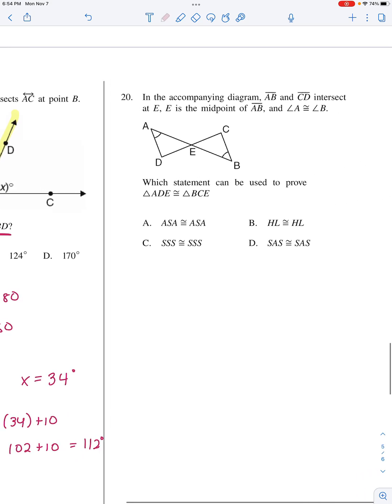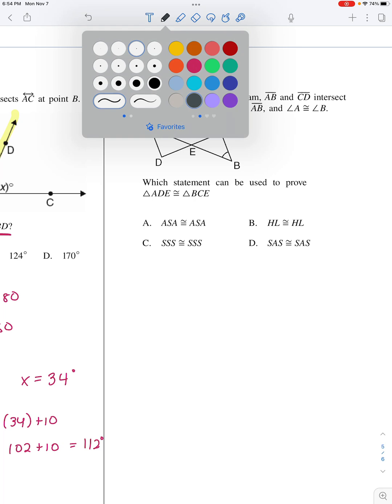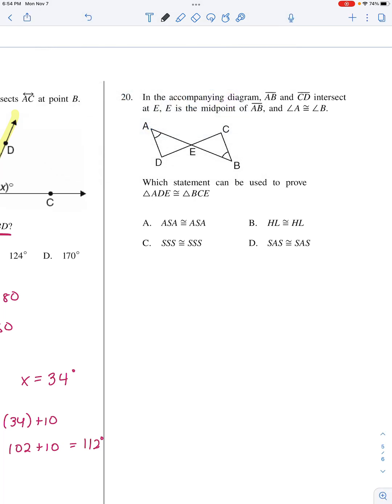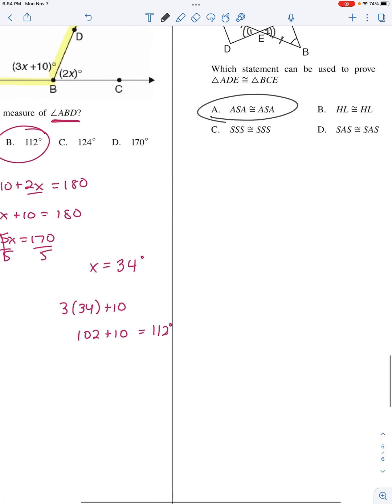And then for 20, they told you that E is the midpoint of AB, which makes those equal. And angle A equals angle B, they showed you. And then the other thing we know, even though it didn't tell us, is the vertical angles. So it ends up being angle side angle.